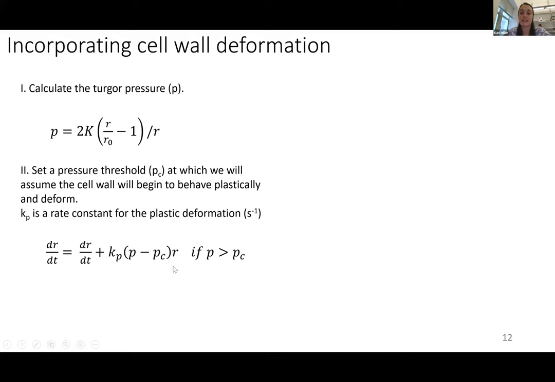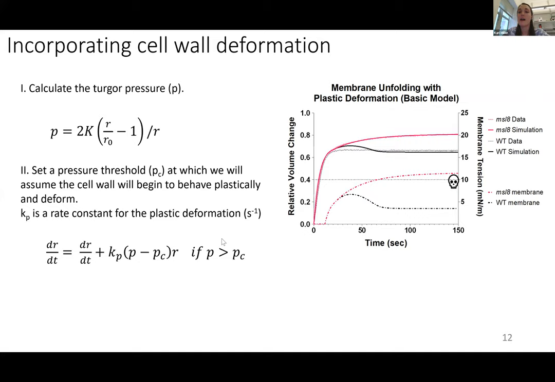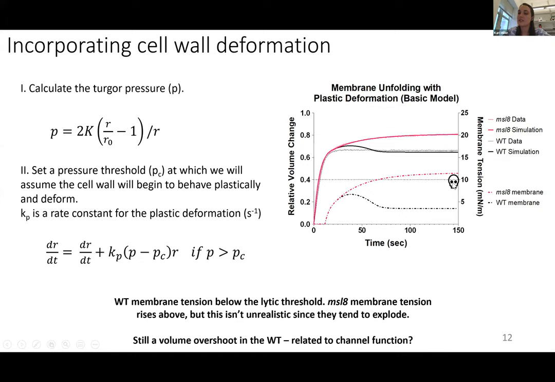So what do we get when we add this into the model? We actually get a very beautiful alignment between the MSL8 simulation and the MSL8 data. We really see that nice, clean, slow expansion that we see in the experimental when this is added into the model. We do still see a bit of an overshoot in the wild type simulation. And I will point out that in the membrane tension, the MSL8 actually rises slightly above the lytic threshold, but we didn't consider this to be completely unrealistic since, like we saw earlier, the MSL8 pollen grains tend to explode. So we kind of just write that off as maybe something that could be happening.